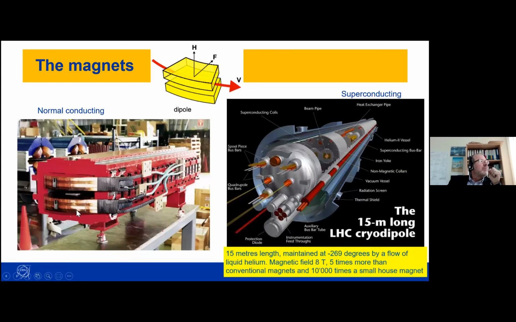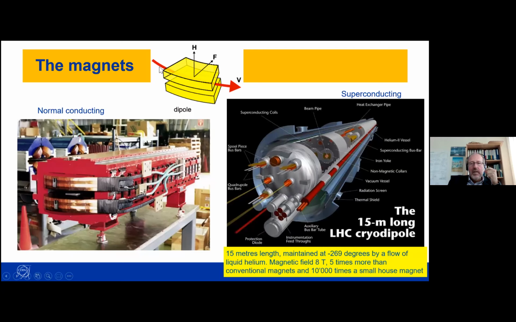The magnets, you see them here. A dipole is here. This is a conventional dipole. There are two windings, an iron yoke, and the magnetic field. Basically, these are two solenoids with the magnetic field that goes inside the solenoids. You have the iron that is meant to increase the field, and the particles go between the two parts of the magnet.